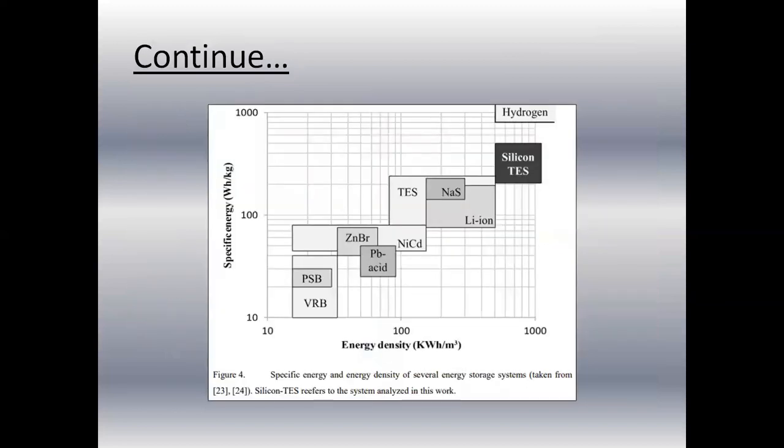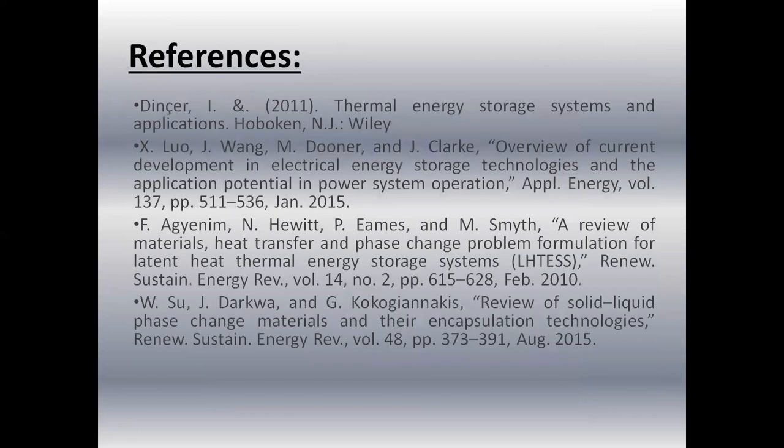Next, there is a graph between specific energy and energy density that we got as output. Here, there are different salts and different metals we are using, but silicon TES shows the highest specific energy and highest energy density. As compared to lithium ion and lead acid batteries, as we can see, lead acid batteries give us specific energy in the range of 80 to 100, and lithium ions give in the range of 100. That is very low as compared to silicon TES. That's why we will prefer silicon thermal energy storage, because it will give us higher energy density and specific energy.